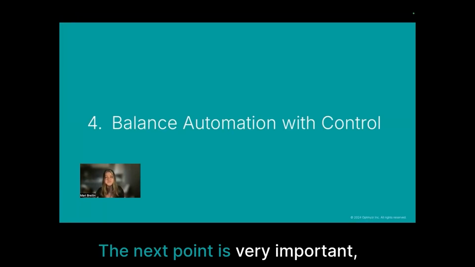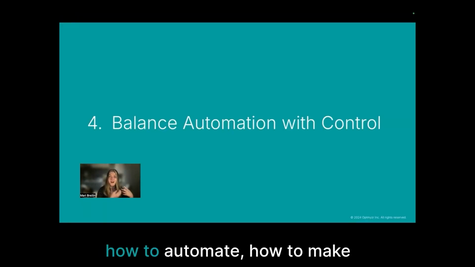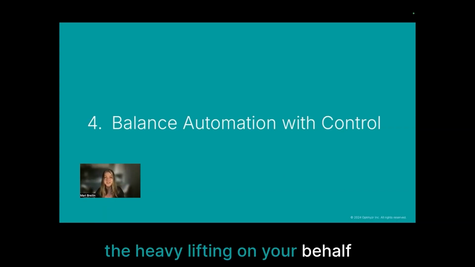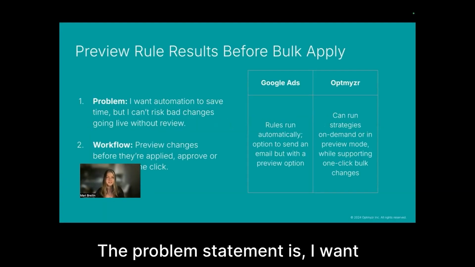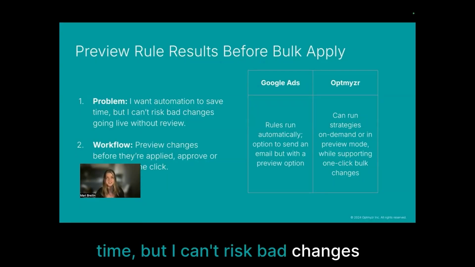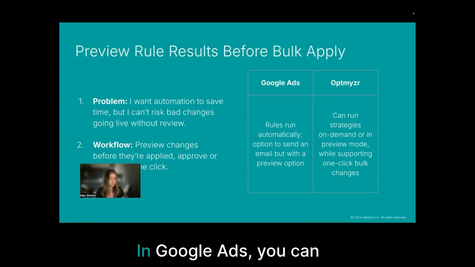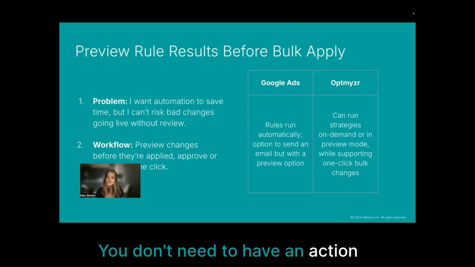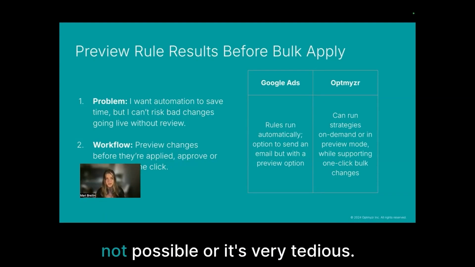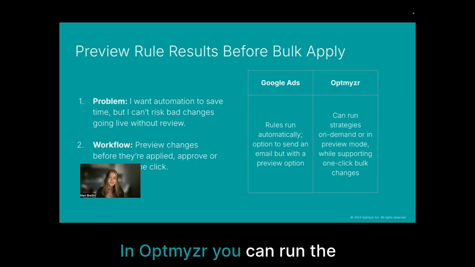The next point is very important: how to automate, how to make sure that the machine does the heavy lifting on your behalf without actually losing control. The problem statement is, I want automation to save me some time, but I can't risk bad changes going live without a review. In Google Ads, you can run rules automatically. You can get an email. You don't need to have an action item necessarily, but then combining those two is not possible, or it's very tedious. In Optmyzr, you can run these strategies on demand. You can preview them, you can automate them, and keep yourself in the process.